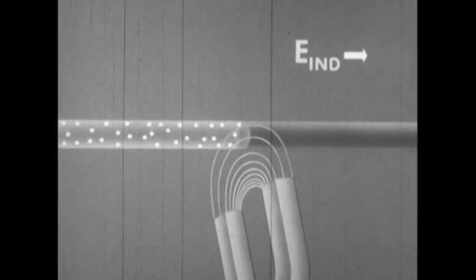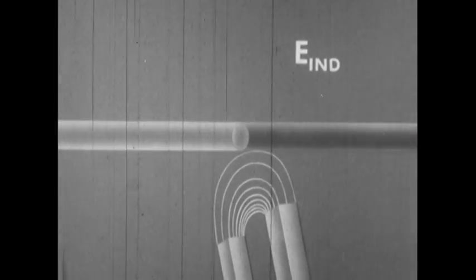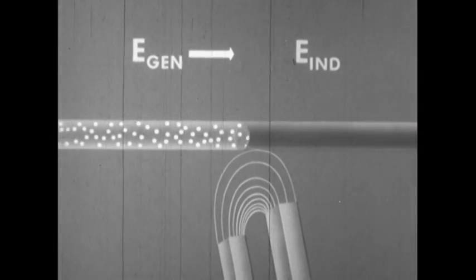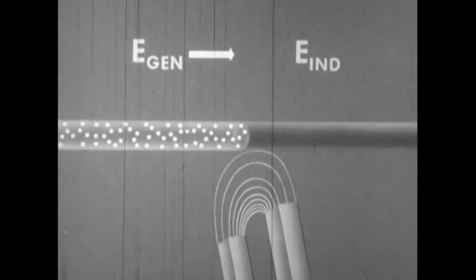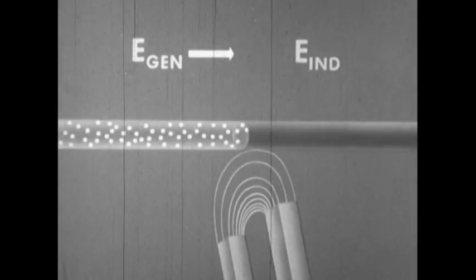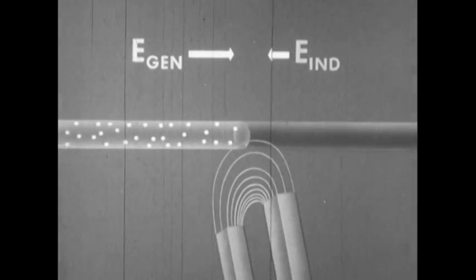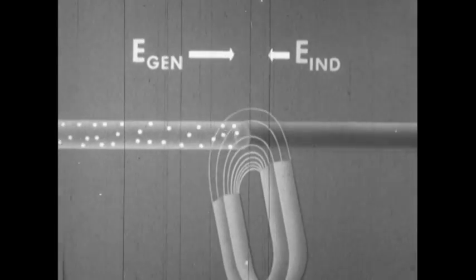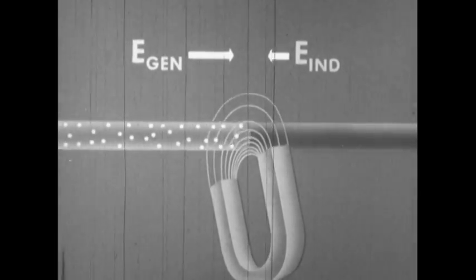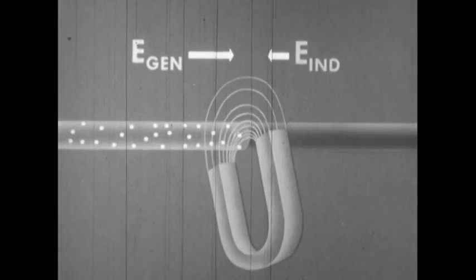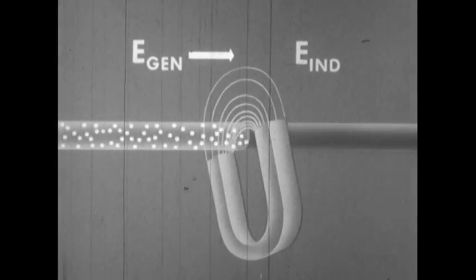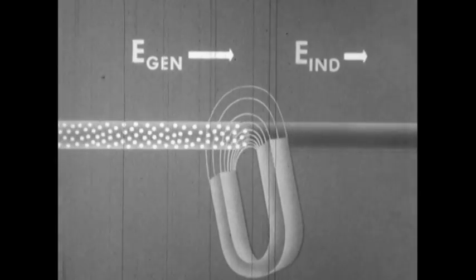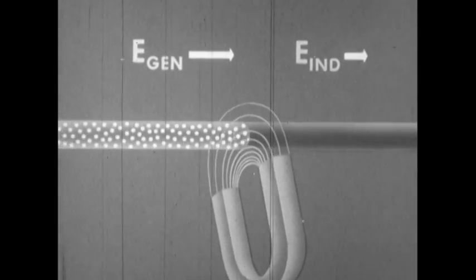We apply a source of voltage represented by this symbol, and current flows in the wire. Now, one direction of the magnet's movement induces a voltage opposing the applied voltage. This reduces the total voltage acting in the circuit, and less current flows. Moving the magnet in the other direction induces a voltage aiding the applied voltage. This increases the total voltage acting in the circuit, and more current flows.